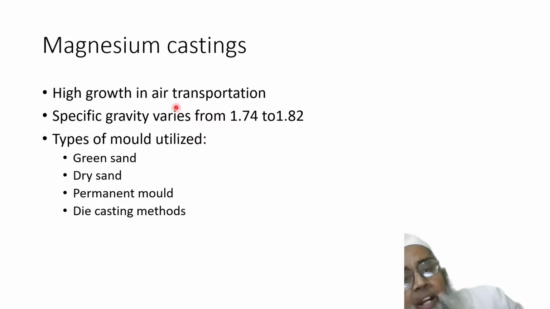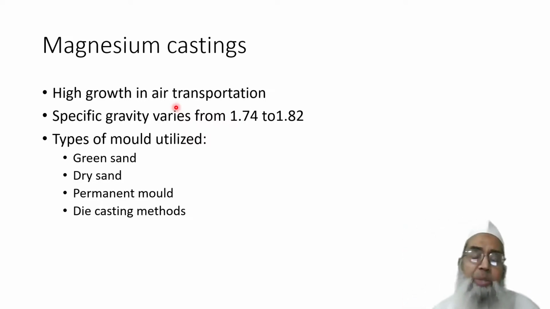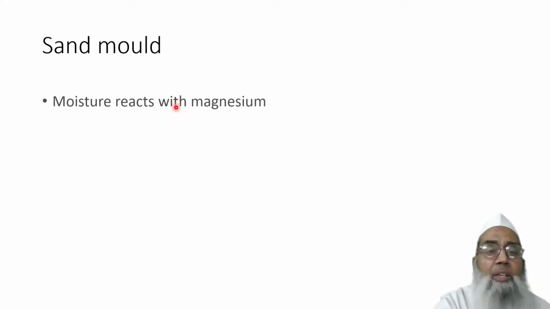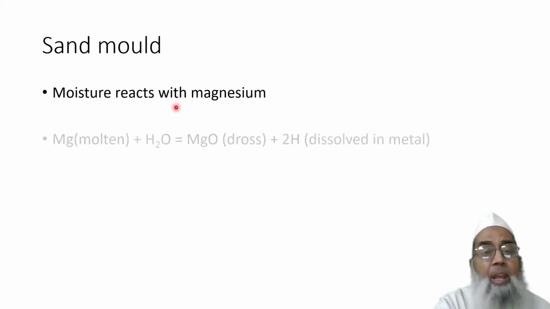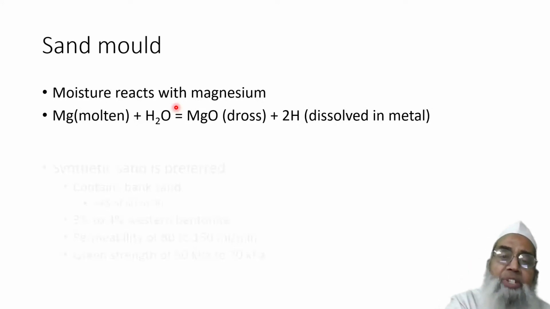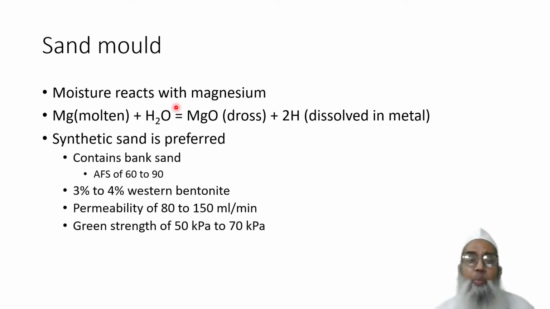And therefore, depending upon the volume, as the specific gravity is very small and the melting point is also small, we can go for green sand, dry sand, permanent mold, and even die casting can be done for magnesium castings. In sand molds, moisture reacts with magnesium, and this is the equation: magnesium with moisture gives magnesium oxide, dross, and it releases hydrogen similar to aluminium, which again gets absorbed, and this may provide porosity in the casting. However, we can control it.